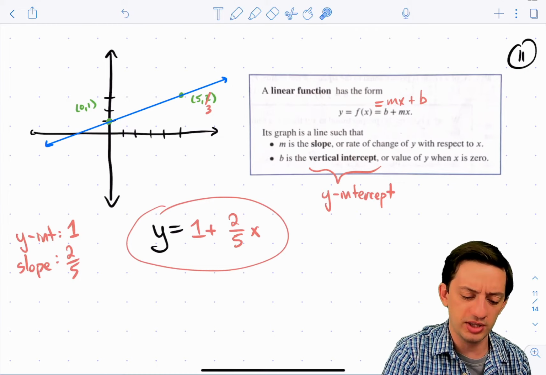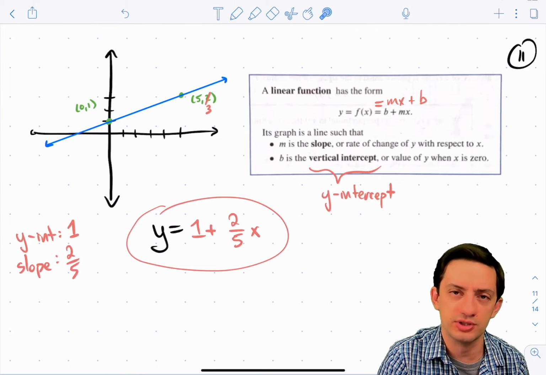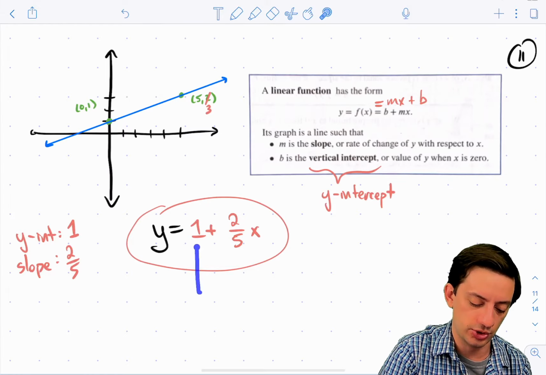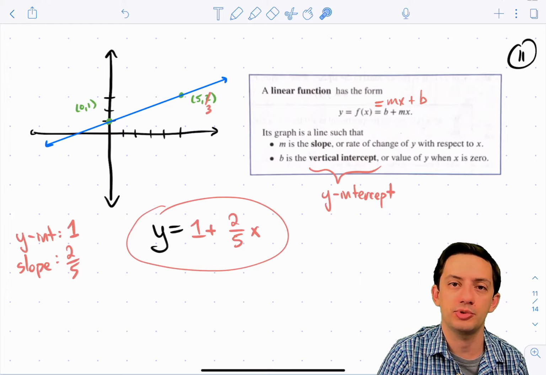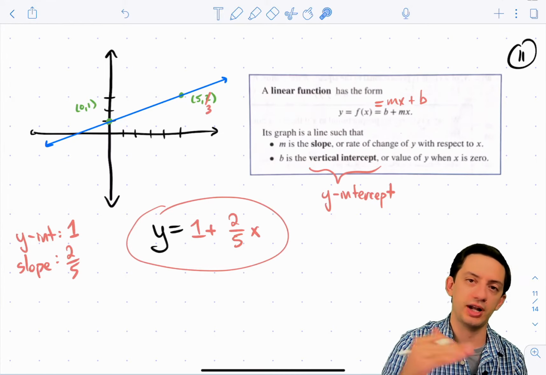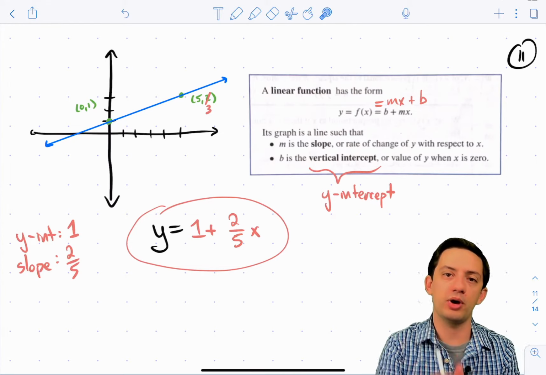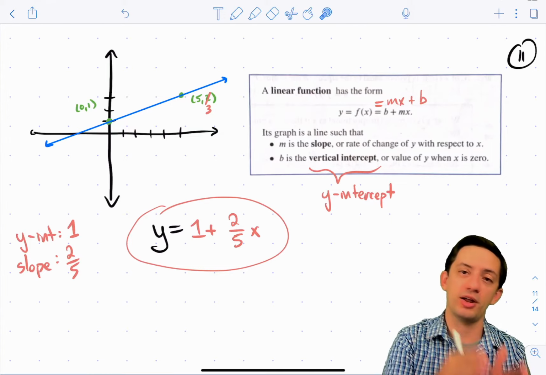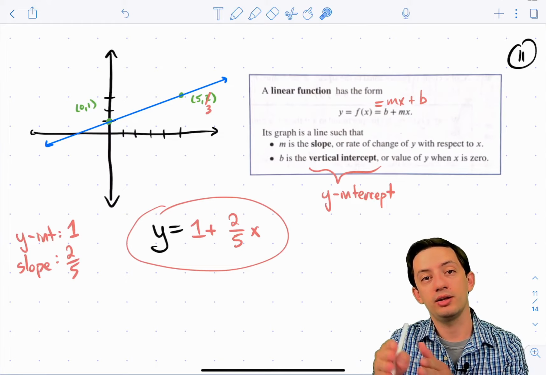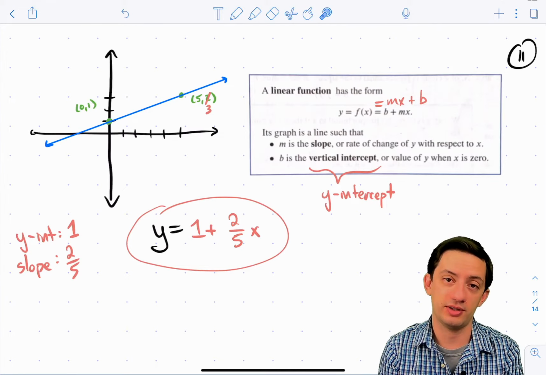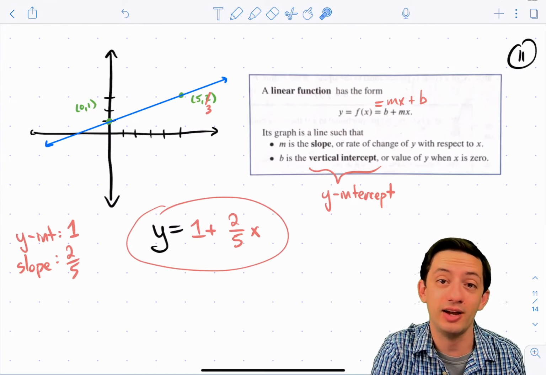So when you read that out loud, it almost feels like you're just describing a line. You're saying you start at 1, and then for every x you go over, you go up 2/5. So you start at a height of 1, and then you go over by 1, so you go up by 2/5. You go over by another 1, you go up another 2/5, and so on. And the same in reverse. If you went left by 1, you would go down by 2/5, and so on. And that's what makes a line a line.